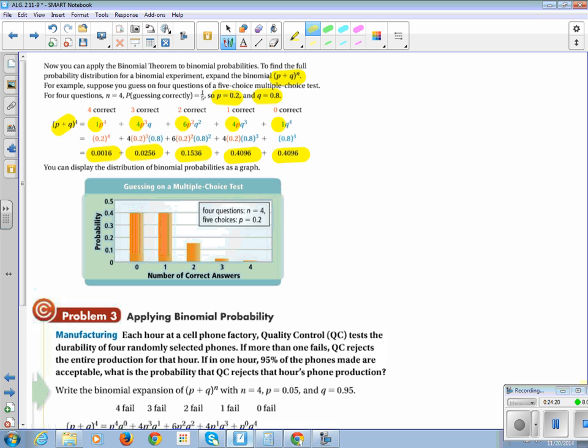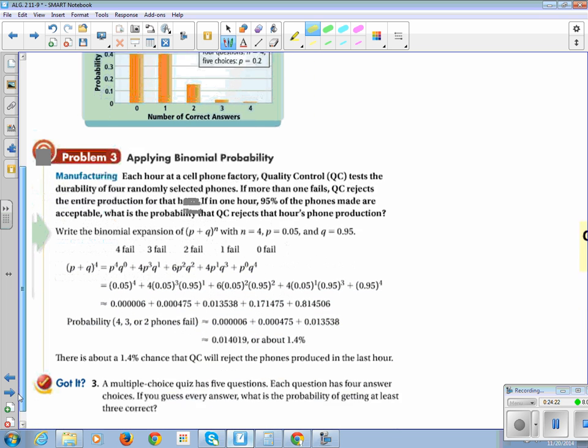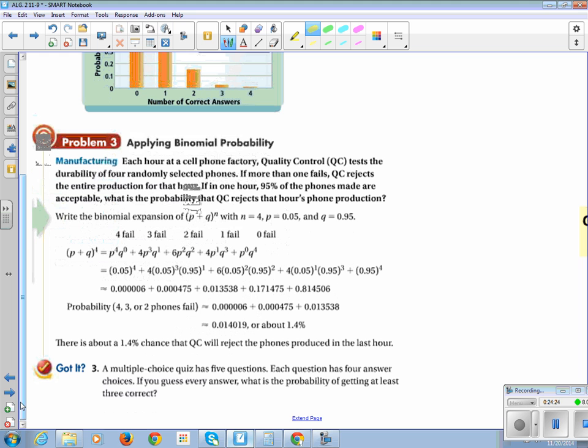All right, so let's apply this to a problem here. Now, could you use Pascal's triangle if you don't feel like calculating the cubes? Oh yeah, you can. And in fact, because I'm more comfortable with Pascal's triangle than plugging it in the calculator and figuring it out, I'd probably use Pascal's. So let's look at this manufacturing problem.